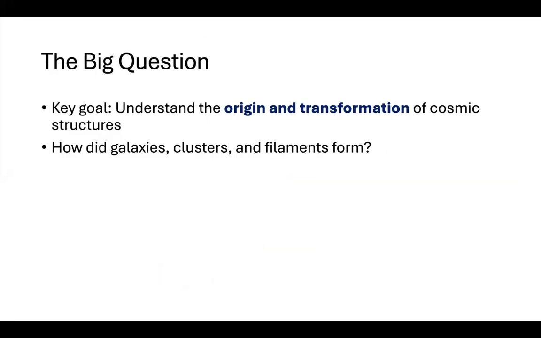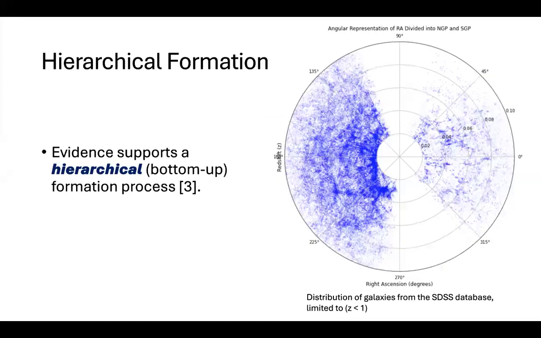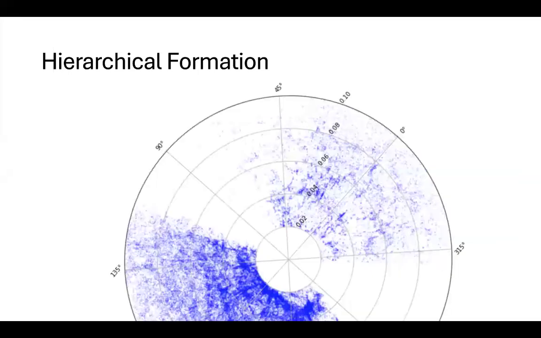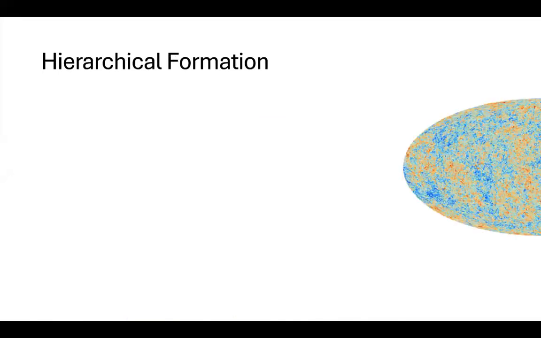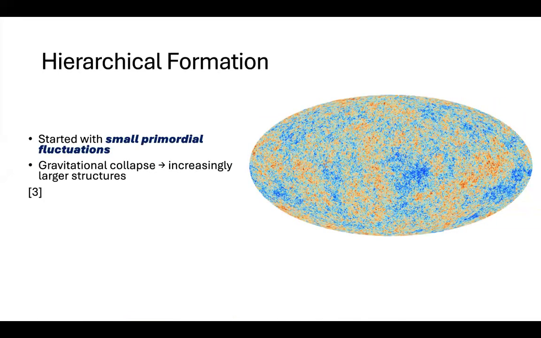So the big question, I think, is to understand the origin and transformation of cosmic structures in the universe, how galaxies, clusters, or filaments form. We have evidence that supports a hierarchical formation process. So we have galaxies, clusters, and superclusters. They started with small primordial fluctuations that we can see in the CMB. And we know that gravitational collapse builds large structures.